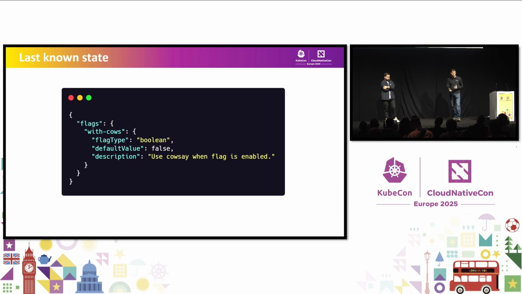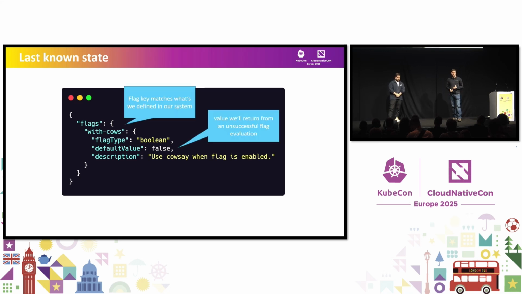Then we basically would fetch that last known state. So we would pull from that flag management system, and this is just a JSON file that represents the base of the flag. It doesn't have any sophisticated targeting or anything like that. It's just basically the flag key, the thing that we just saw a second ago, and then other useful metadata like what happens if something fails. And this is the source of truth for the behavior that would be expected in that case.